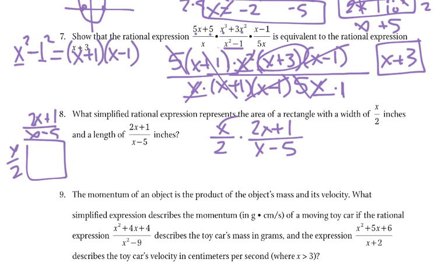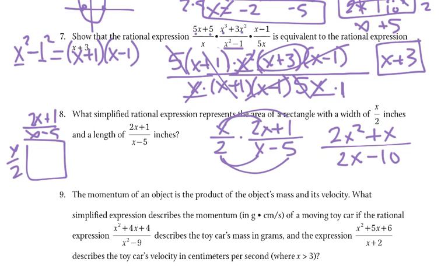So we just multiply x times 2x, 2x squared, x times 1, plus x, 2 times x, 2x, 2 times negative 5, negative 10. Now remember, some of us may want to say, well, there's 2 and an x we can eliminate. But because of the plus and minus, they're a package deal. Can't do it. That's our full answer.